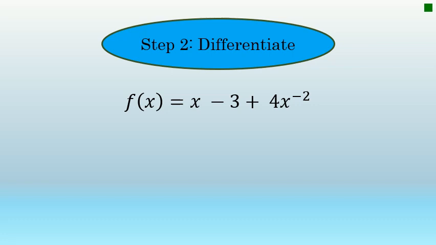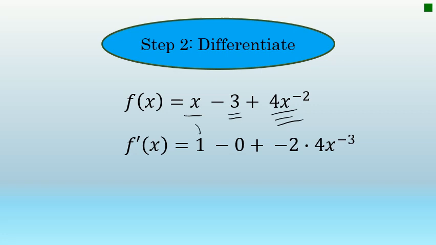In step 2, we'll actually differentiate the function. To find the derivative of f of x at this point, we can take the derivative of each term individually. The derivative of x is 1. The derivative of negative 3, a constant, is 0. And to find the derivative of 4x to the negative 2 power, the power rule will be used. To find the derivative with the power rule, you'll take negative 2 times the coefficient 4 and then reduce the power of negative 2 by 1 to negative 3.